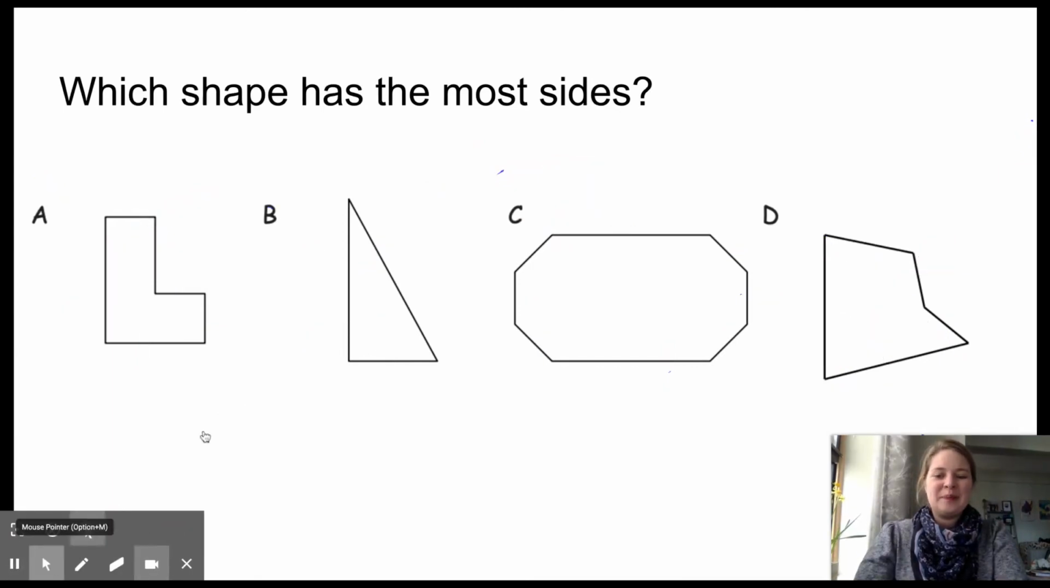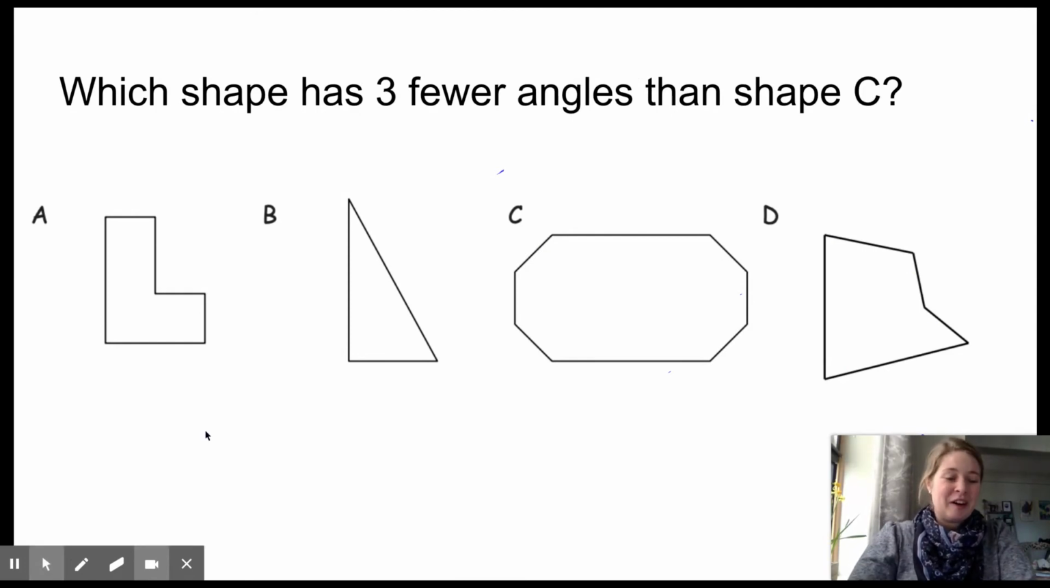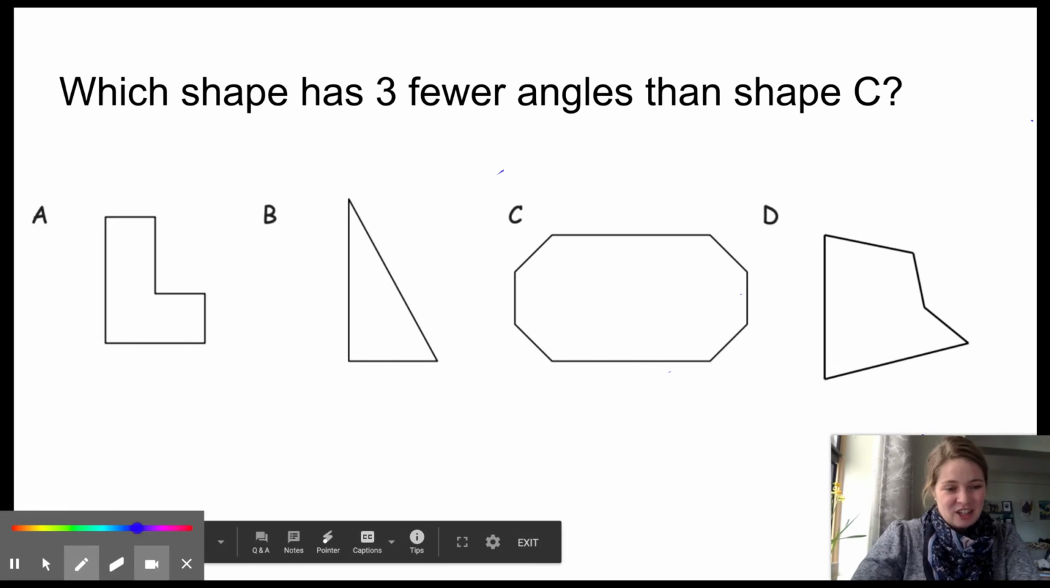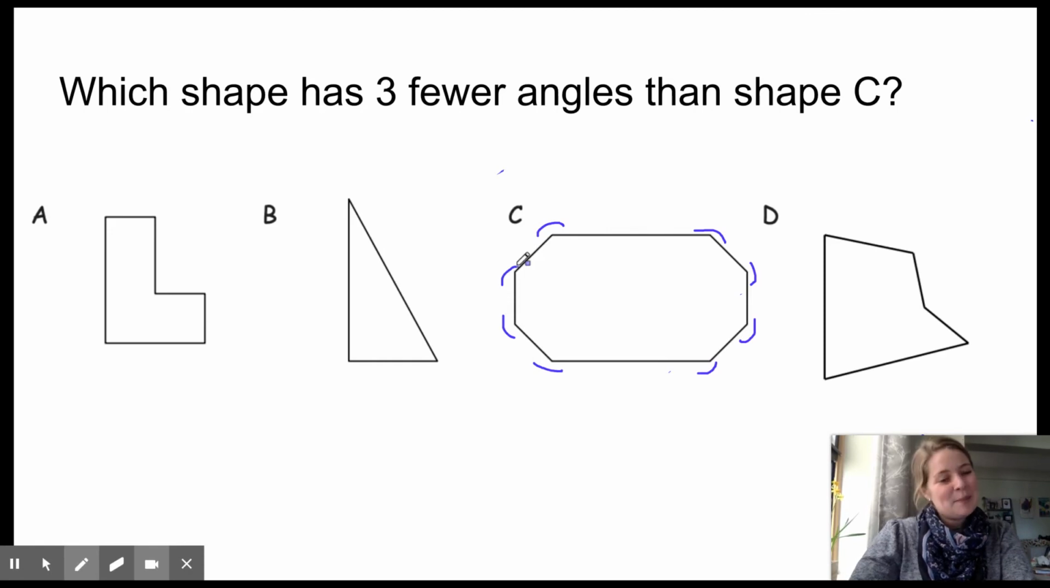Let's try another problem. Which shape has 3 fewer angles than shape C? First, we need to identify how many angles shape C has. So let's take a look. 1, 2, 3, 4, 5, 6, 7, 8. The same number that it has sides. Interesting. And it needs to be 3 fewer.